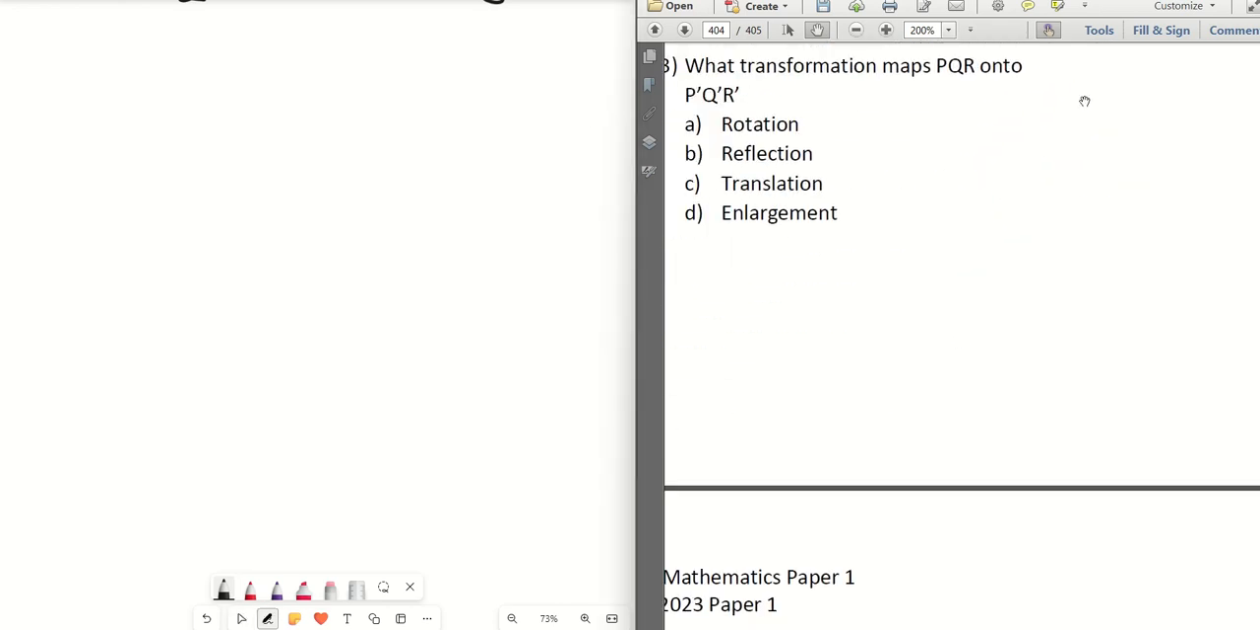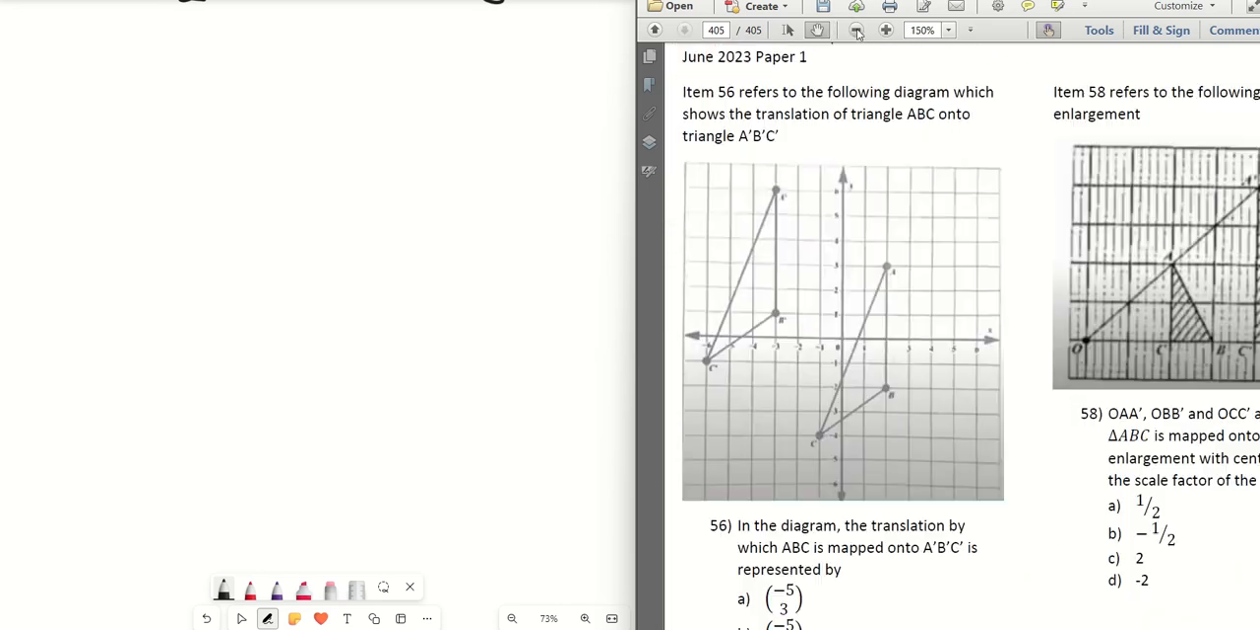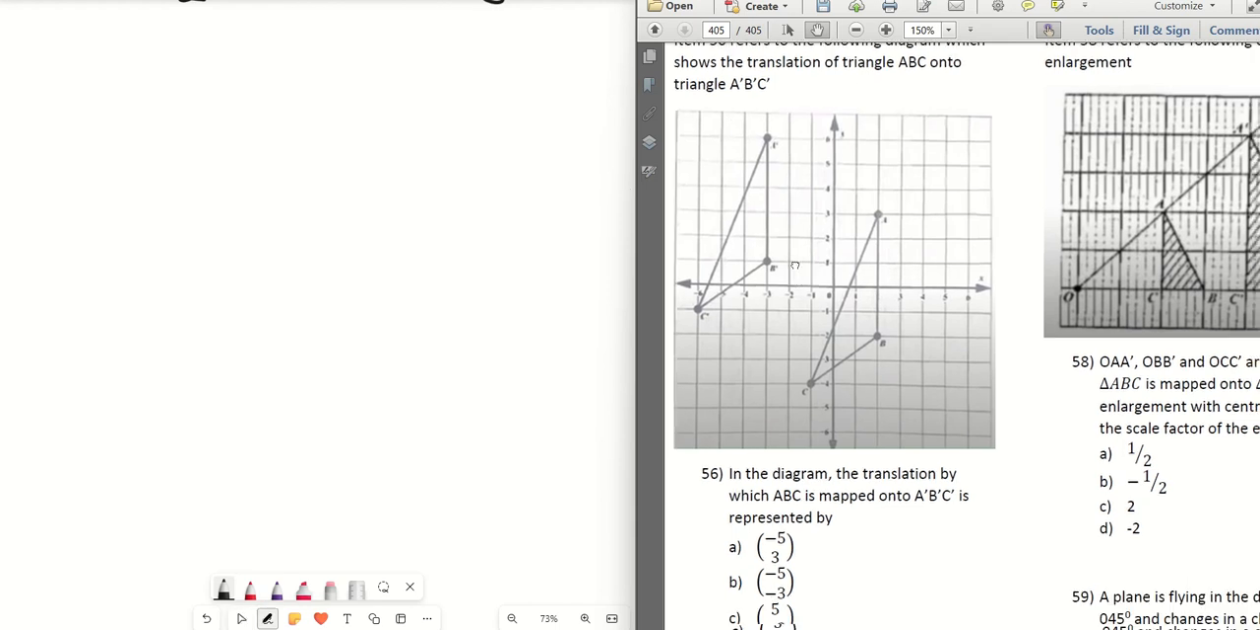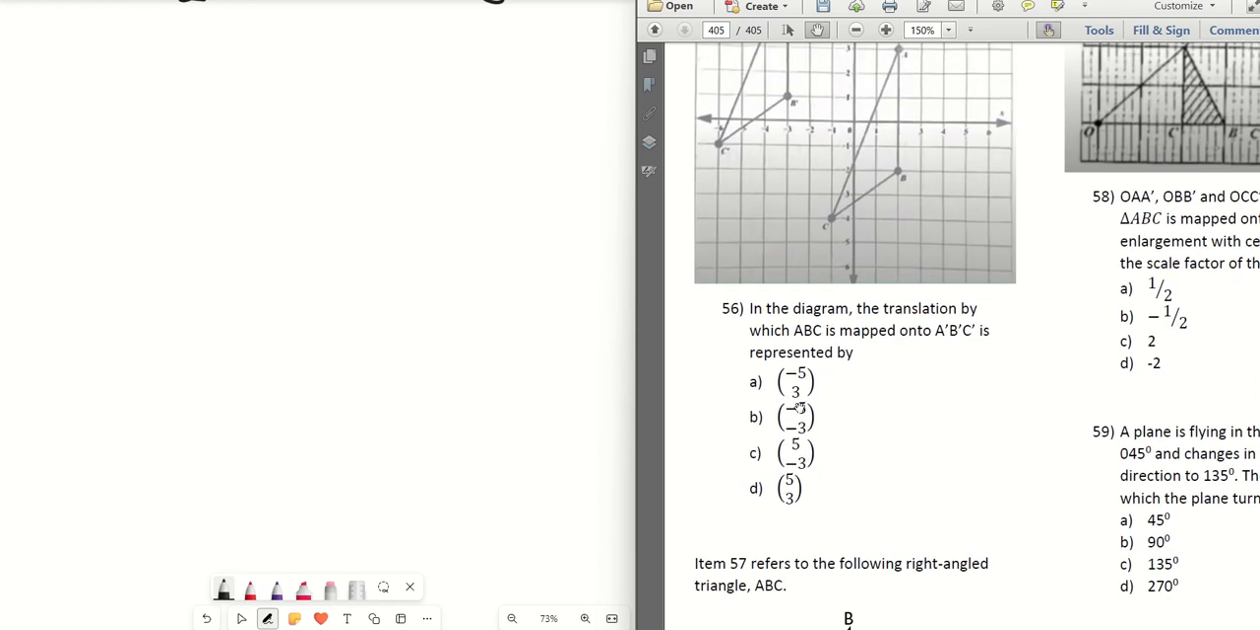All right, let's look at number 56. Number 56 refers to the following diagram, which shows a translation of triangle ABC onto image ABC. The translation by which ABC is mapped onto image ABC is represented by? Now, when you see this, the value on top is how much is displaced along your x-axis, and the one underneath is how much is displaced along your y-axis.